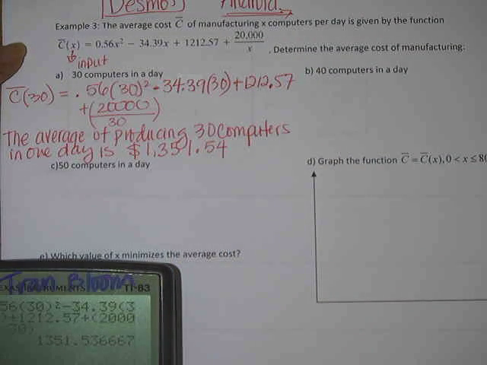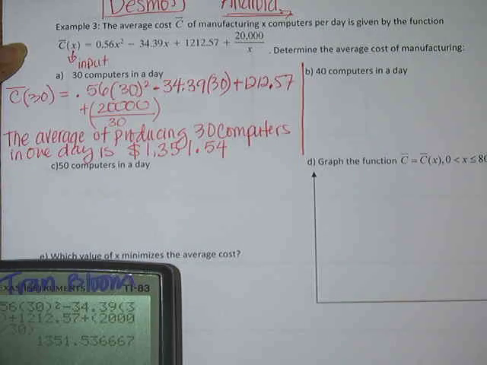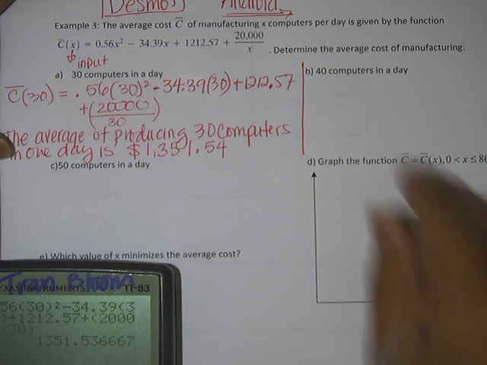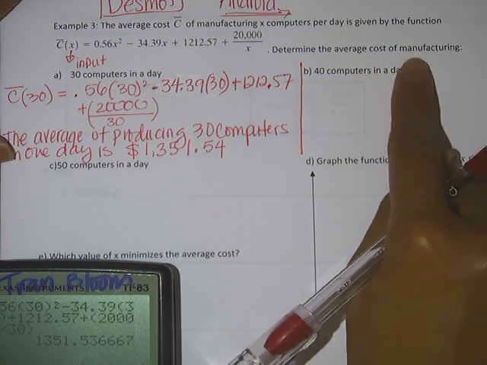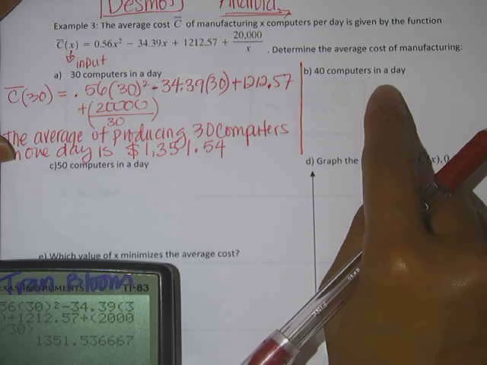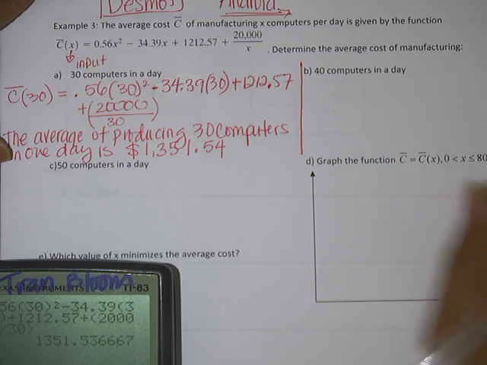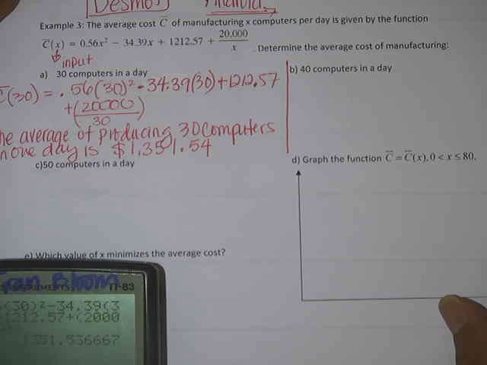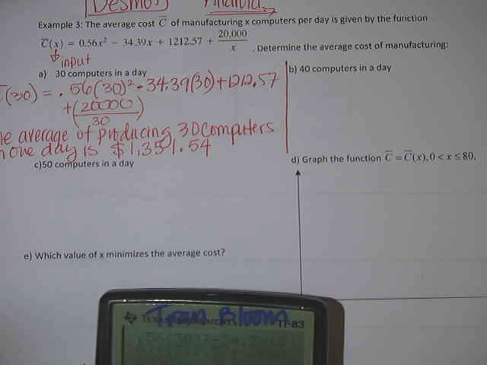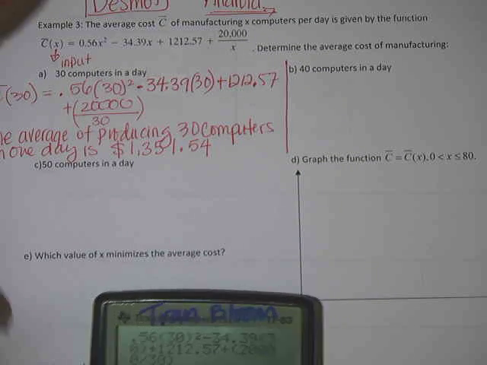All right, let's make this line to organize ourselves. B, determine the average cost of manufacturing 40 computers in a day. Why don't you get a head start on computing 40, or just hit pause, and then you can come back and double check it.